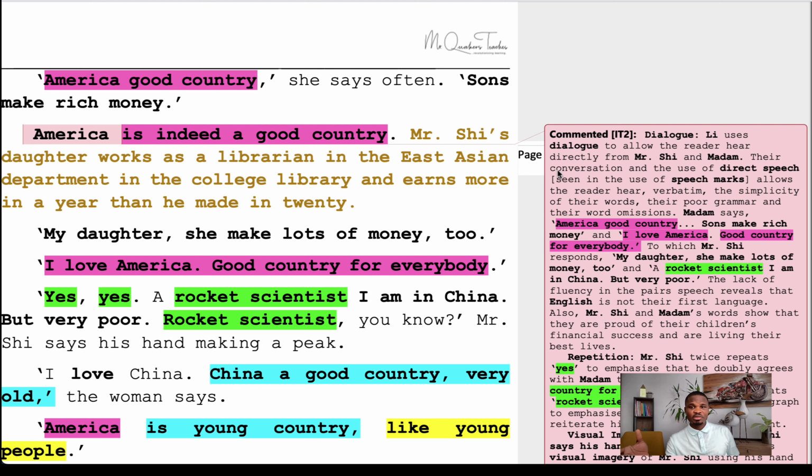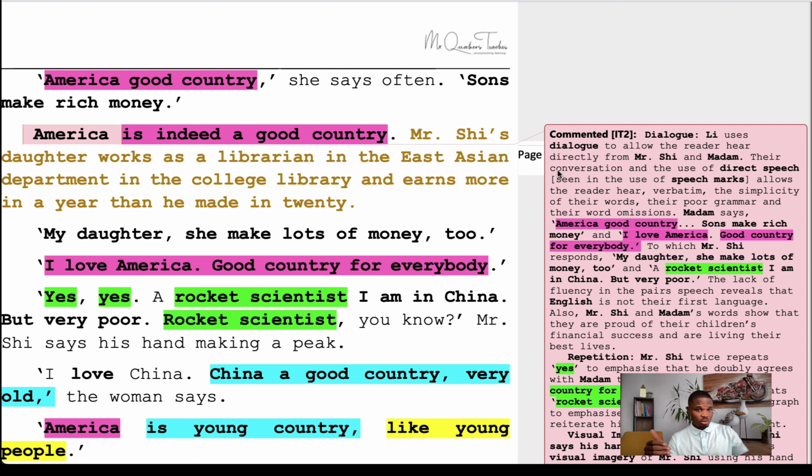To which Mr. Chi responds, my daughter, she makes lots of money too. A rocket scientist, I am in China, but very poor. So the lack of fluency in the pair's speech, that's Mr. Chi and Madame's, reveals that English is not their first language. Also, Mr. Chi and Madame's words show that they are proud of their children's financial success and are living their best life.